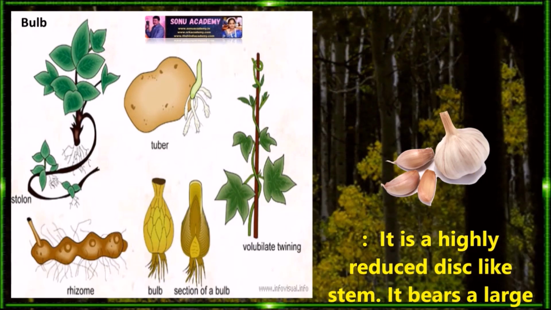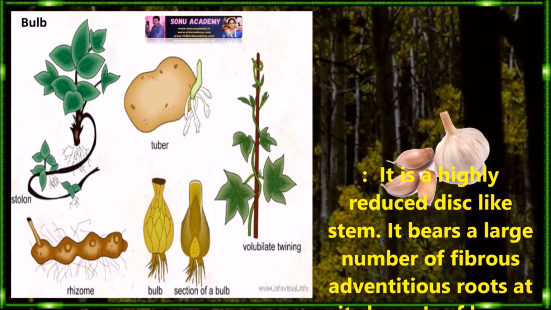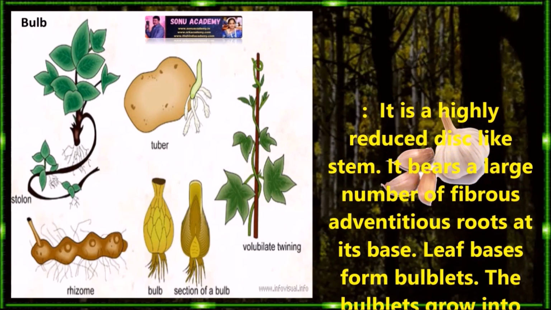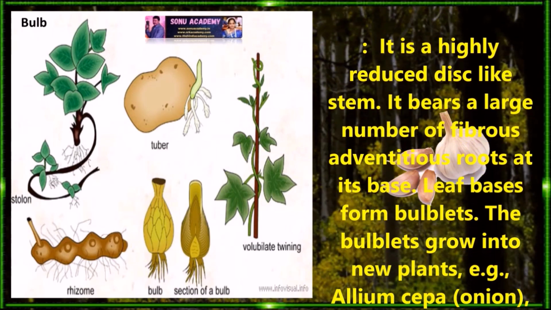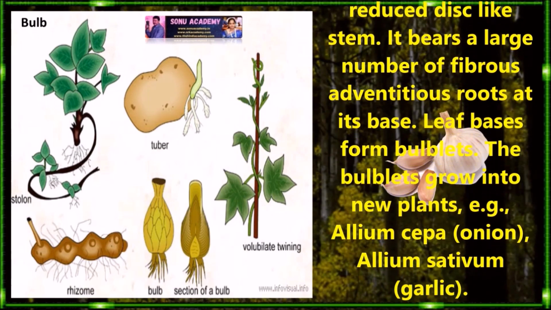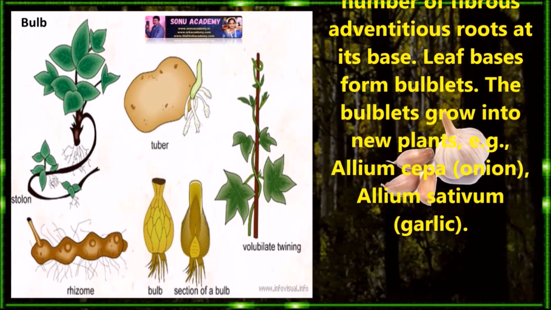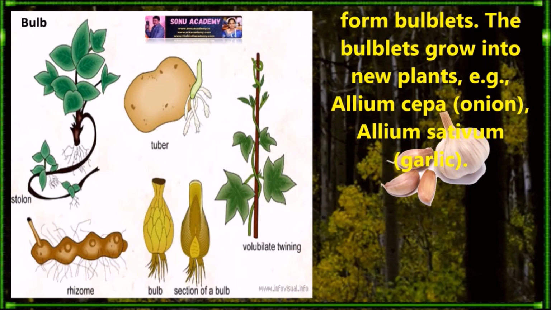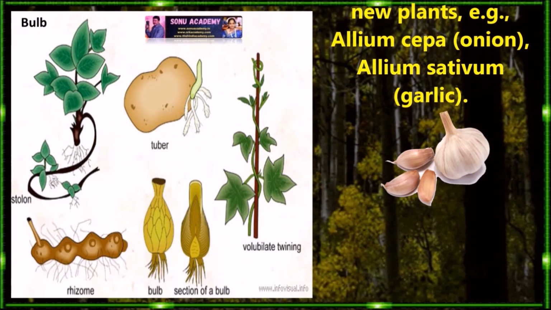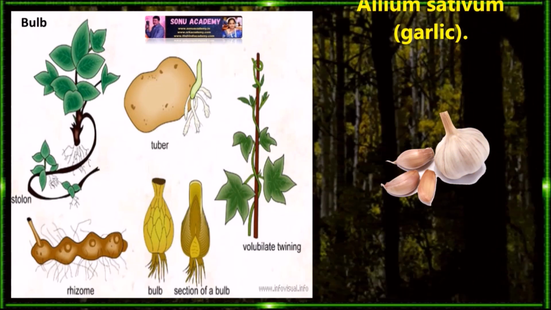Bulb. Bulb is a highly reduced disc-like stem. It bears a large number of fibrous adventitious roots at its base. Leaf bases form bulblets. These bulblets grow into new plants. Examples: Allium cepa, onion, Allium sativum, garlic.